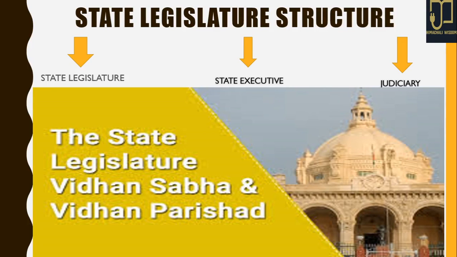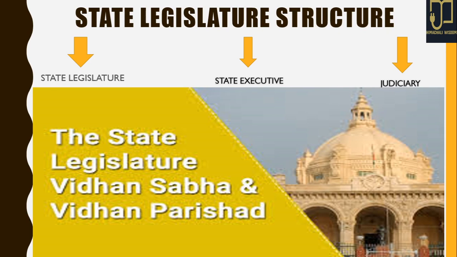So today we discuss about the state legislature structure. As we have already discussed at the central level, we have discussed about the Indian Parliament structure, which consists of the legislature and the executive and the judiciary part. In the same way, we have three parts at the state level, that is state legislature, state executive and judiciary.